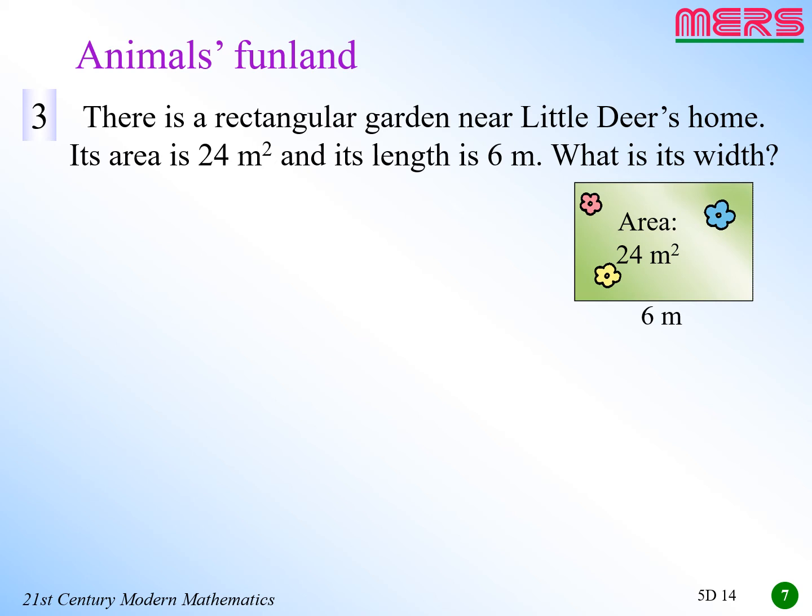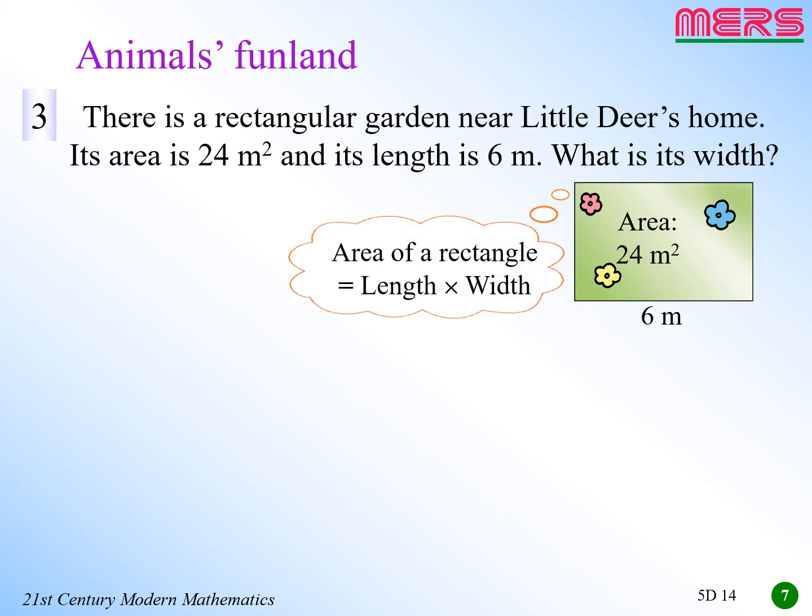There is a rectangular garden near Little Deer's home. Its area is 24 square meters and its length is 6 meters. So what is its width? In this case, of course, you have to remember the formula of the area of a rectangle. It is length times width. So we are going to find its width. So we can let its width be b. So let b meter be the width of the garden. And in this case, the unit is meter.